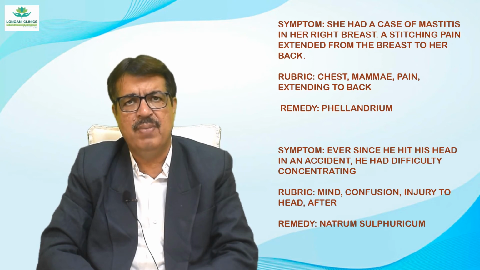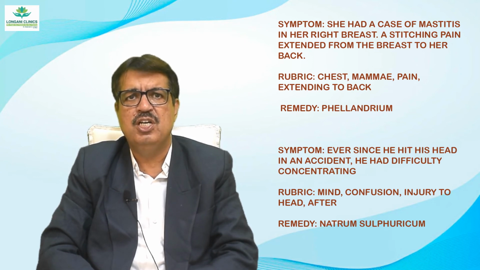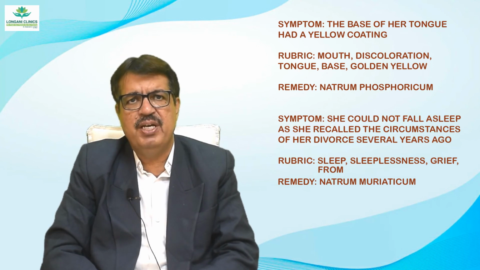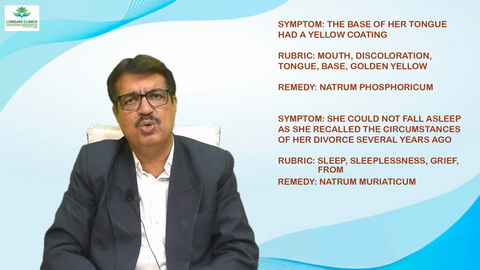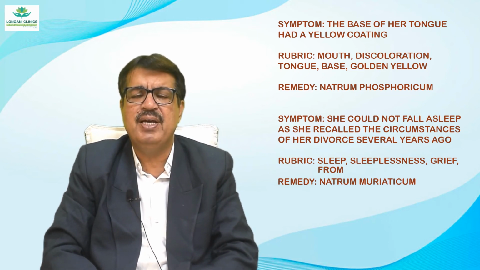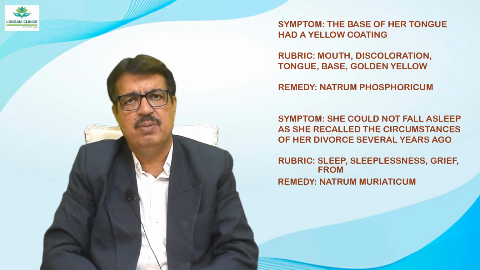Symptom now: ever since he hit his head in an accident, he had difficulty in concentrating. The rubric: mind, confusion, injury to head. The main remedy is natrum sulph. The symptom: the base of her tongue had a yellow coating. The rubric: mouth, discoloration, tongue, base, golden yellow. The medicine is natrum phos.